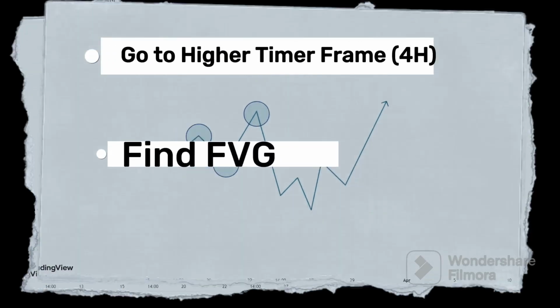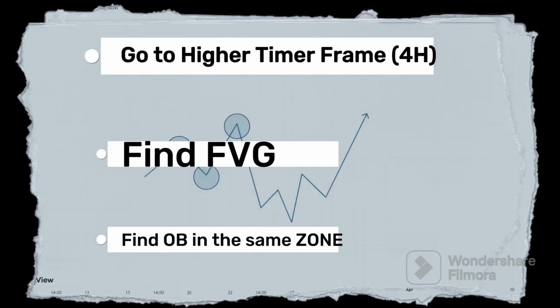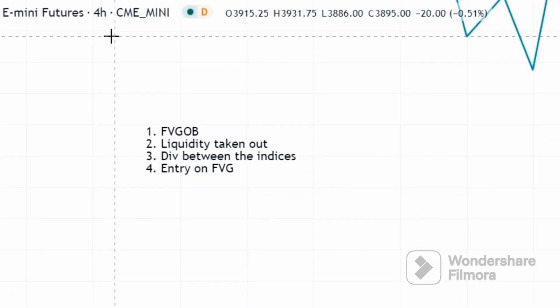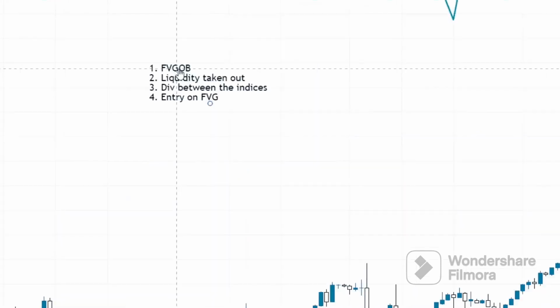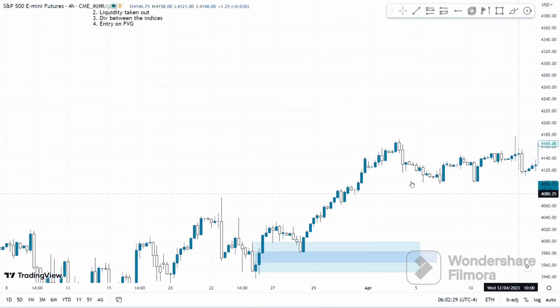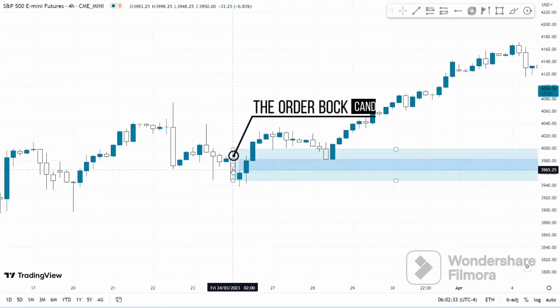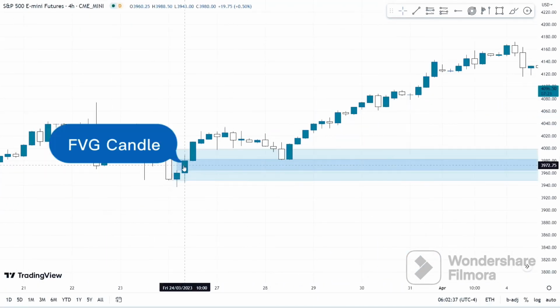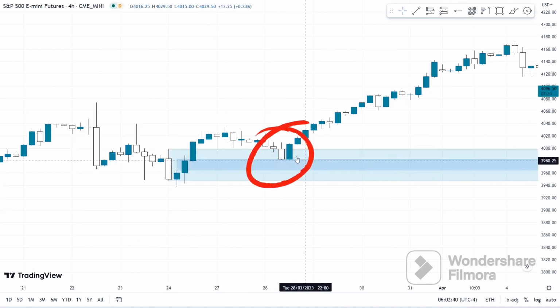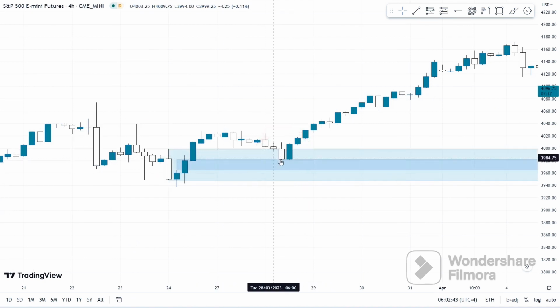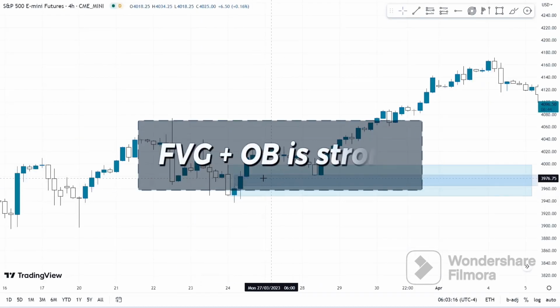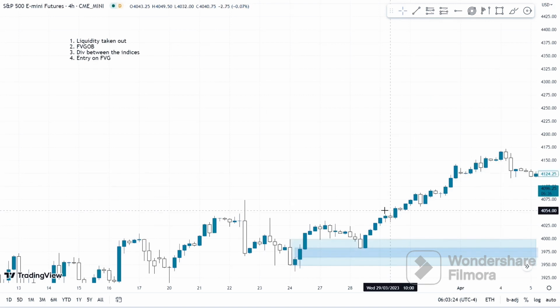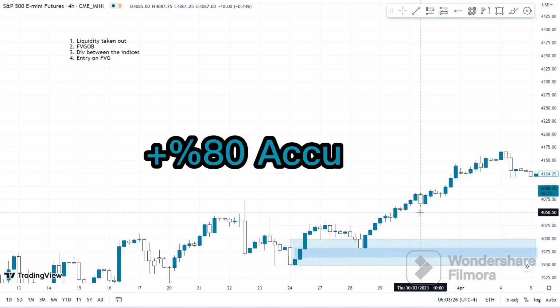Now we want to look for the confluence of FVG and order block. In the higher time frame, in this example the 4-hour, we want to see an area like this that has the confluence of FVG and order block. We zoom in. As you can see, this candle is order block, and within this candle we have our FVG. This is the perfect spot to look for a great buy position. This confluence makes a very strong support. This way, the reliability of our trades will increase drastically.